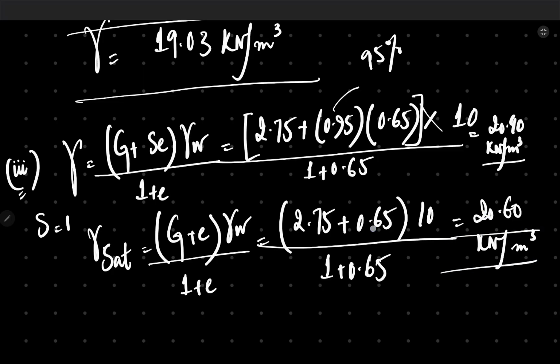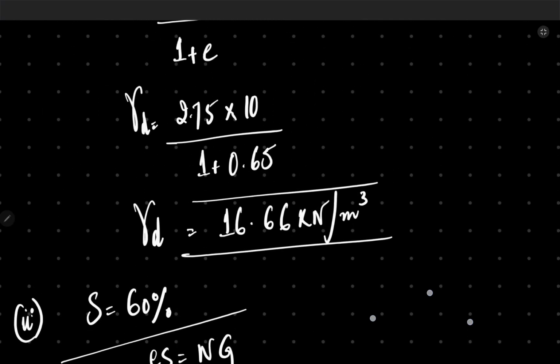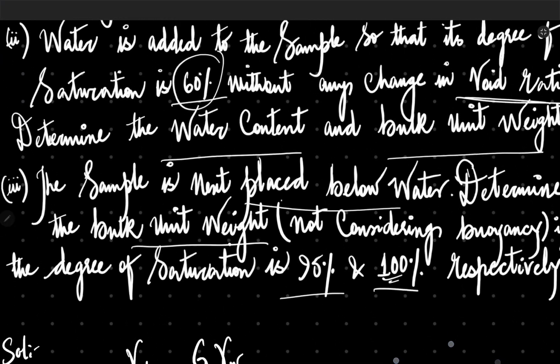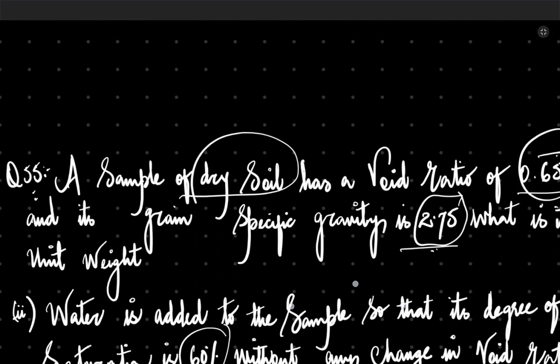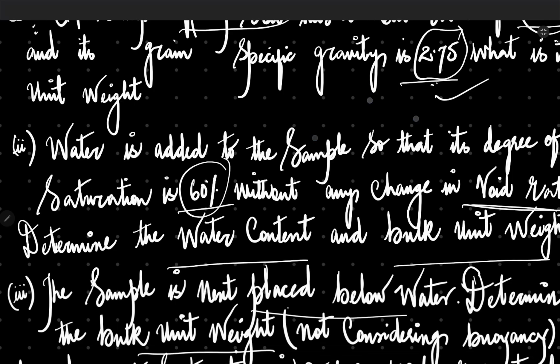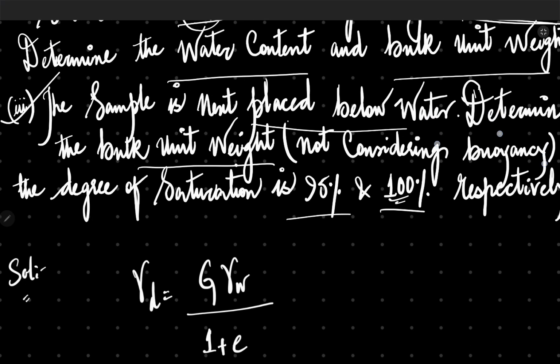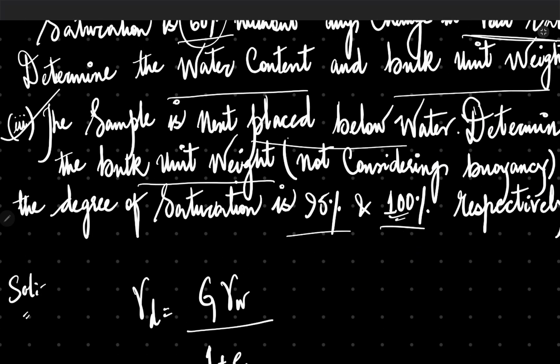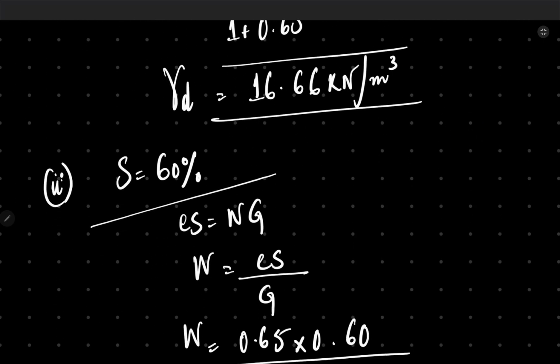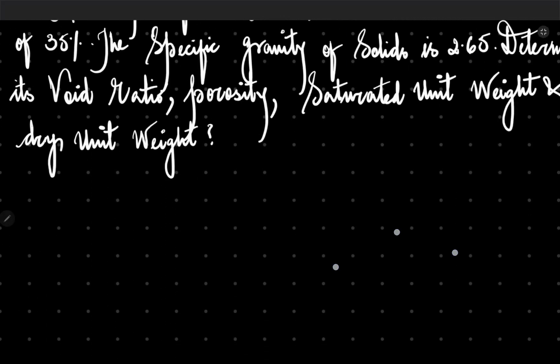Alright, so we have calculated each and everything. We have completed all the three parts. This is done, so is this, and so is this. We have calculated the bulk unit weights when degree of saturations were 95% and 100% respectively. All right, moving on to the next question.